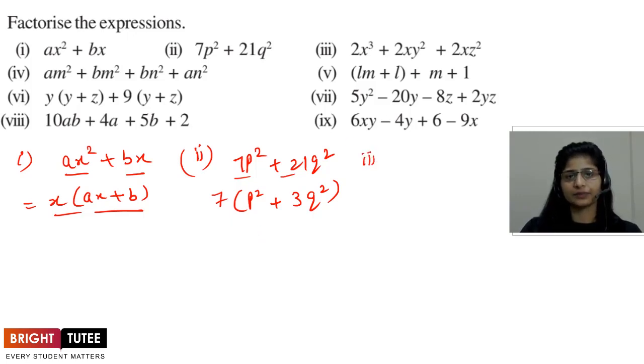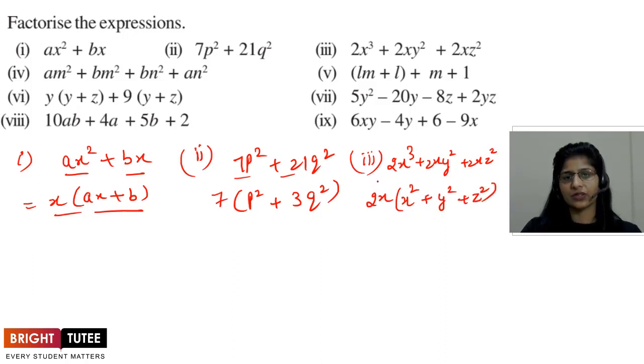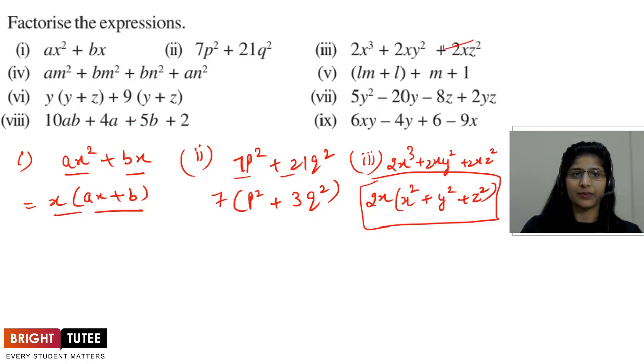Okay, now in the third one, we have 2x cube plus 2xy square plus 2xz square. So 2 is common, definitely x is common, and that's it. So here 2x is taken out, so x square is left, here y square is left, and here z square is left. So this will be the answer for the third part.